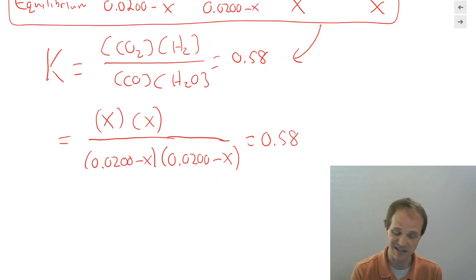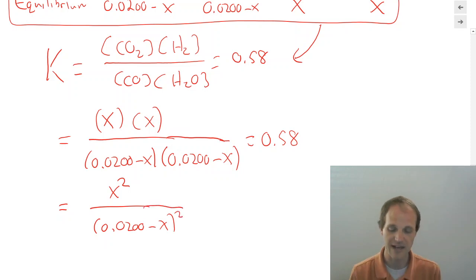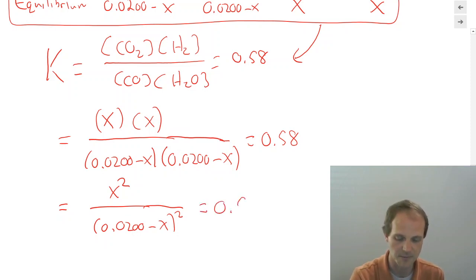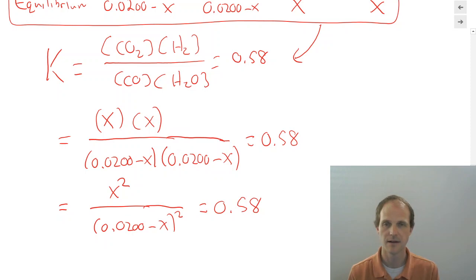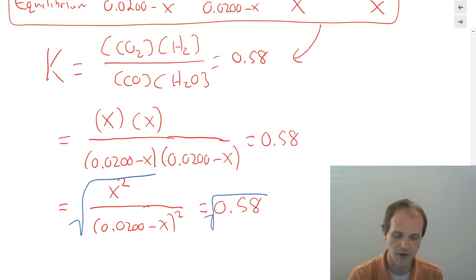Well, hey, look, I've got an expression. It's just got X in it and a bunch of other numbers. In general, we can solve those kind of expressions. Some of them are easier than others. Let's see what this one looks like. Let's go ahead and write it out like this. I now have that x squared over 0.020 minus x, quantity squared, is 0.58. Can we solve that one? Yeah, that one actually solves pretty easily, because we can actually just take the square root of both sides.